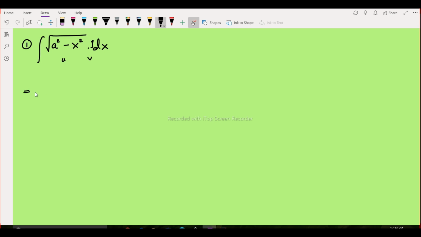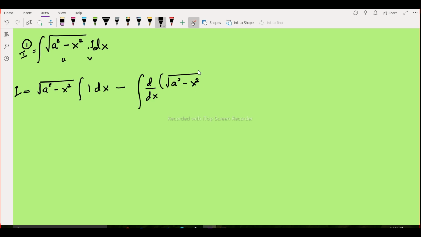So when you integrate, you'll have, so this is I is equal to, right? So I is your question. So I is equal to, so let's apply the UV rule. So you have root of a square minus x square integration of 1 dx minus integration of derivative of root of a square minus x square into integration of 1 dx the whole dx. So this is using UV rule. Now integration of 1 is x.